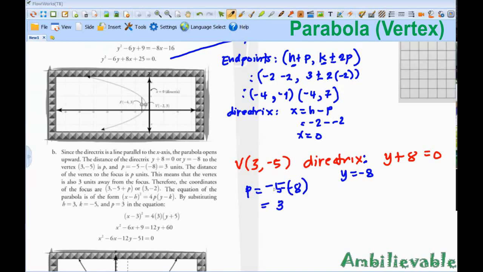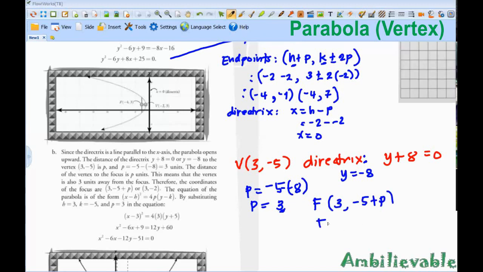So the value of your p is 3, right? So the distance of the vertex to the focus is p units, this means that the vertex is also 3 units away from the focus. 3 units away from the focus, right? So therefore, the coordinates of the focus should be 3, negative 5 plus p.